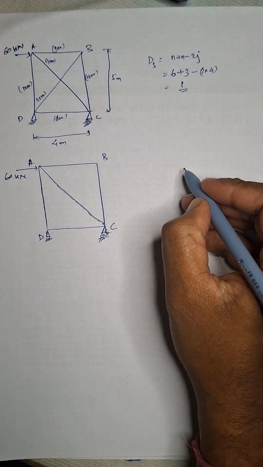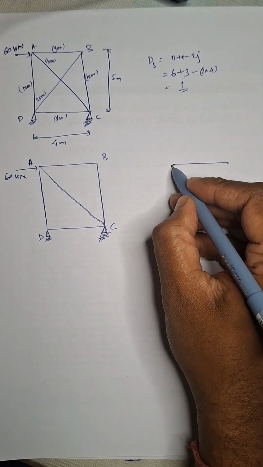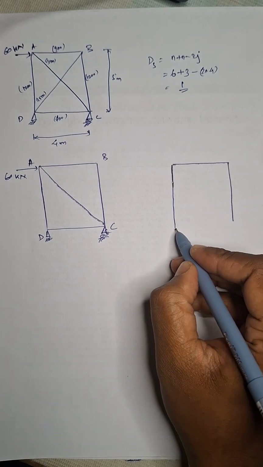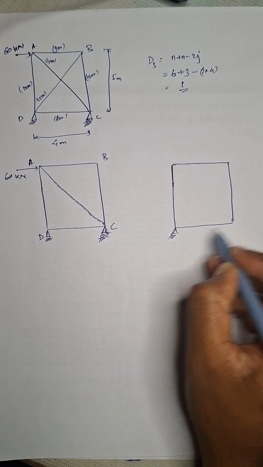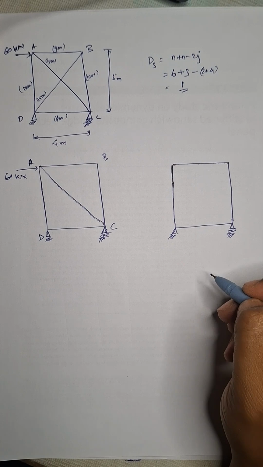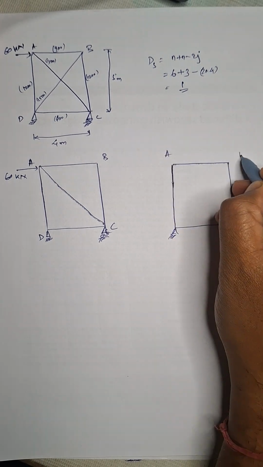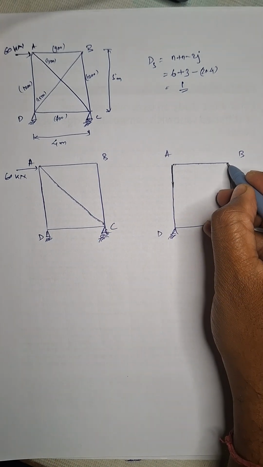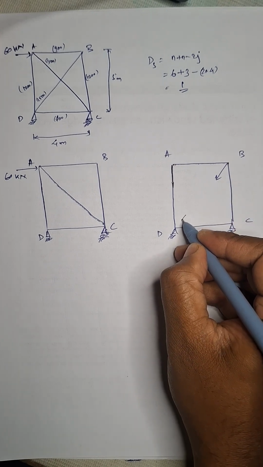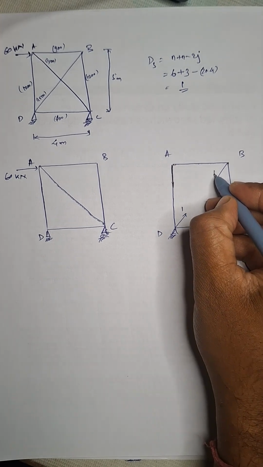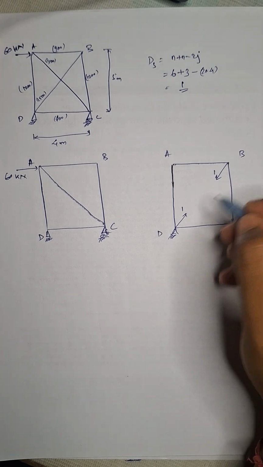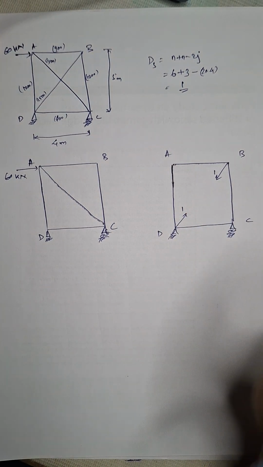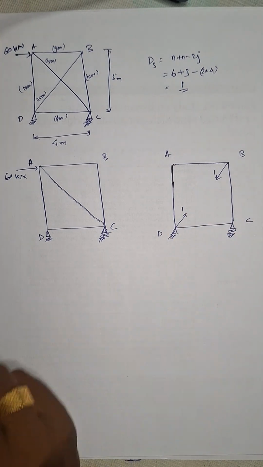What will be the second part? Instead of the redundant member, we are going to apply a unit force of 1 in that place. This is hinged and this is a roller. Now this one is A, this one is B, C, D. All the external loading will be removed, and instead of the redundant member, one unit force will be applied at this member. The direction of this unit force can be anything. I am taking it as tensile, you can take it as compressive. This is not going to affect the final result.